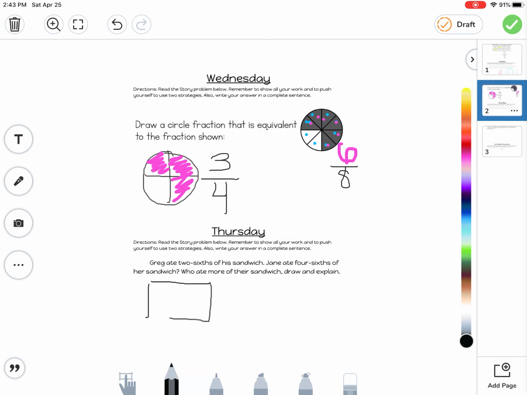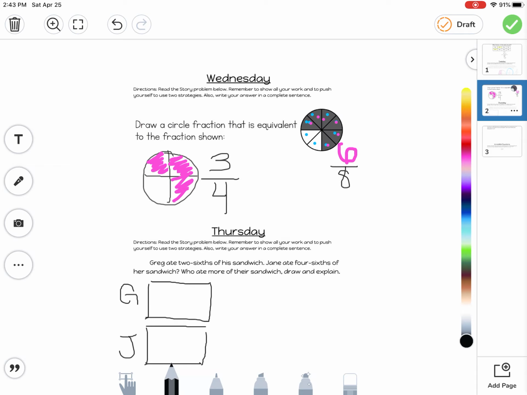And I'm going to make them rectangles. And I'm going to draw them the same size, or as close to the same size as I can get. And I'm going to label them. I'm going to label this one G for Greg, and this one J for Jane. And they are both cut into 6.